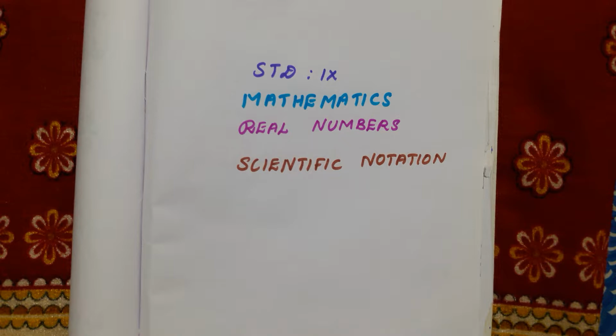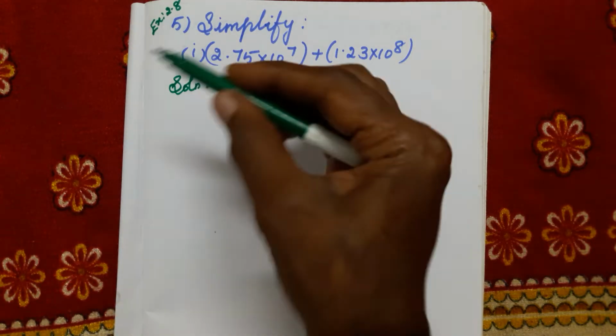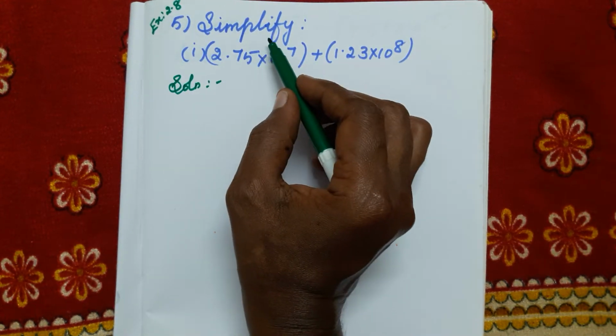In the previous class, you learned scientific notation. Today also I am going to continue scientific notation. Now I am going to explain exercise 2.8, fifth problem, simplify.